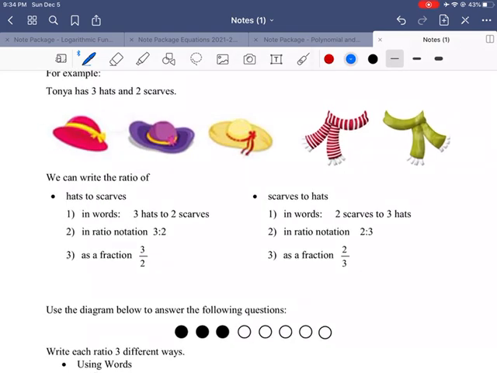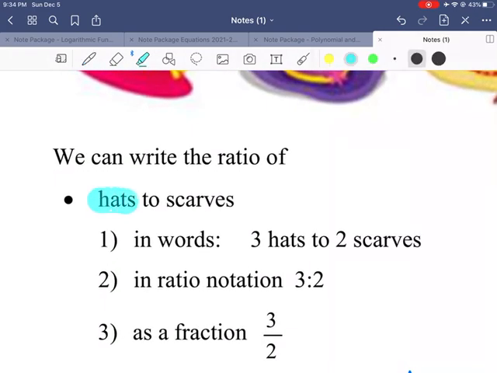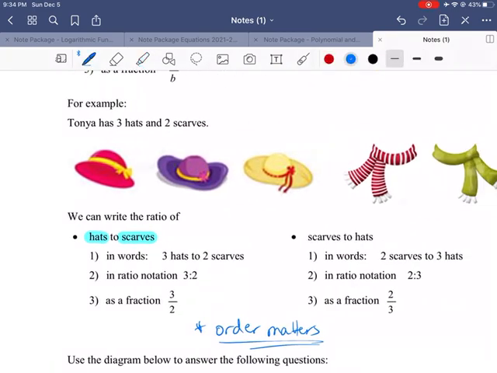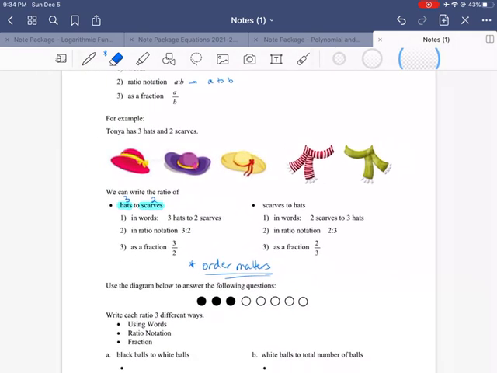Now you have to be careful. Order matters. So as you're reading the sentence here, you're comparing hats to scarves. So there's 3 hats and 2 scarves. So you cannot write this as 2 to 3 because you would be comparing incorrect things in the wrong order. So order is going to matter here.